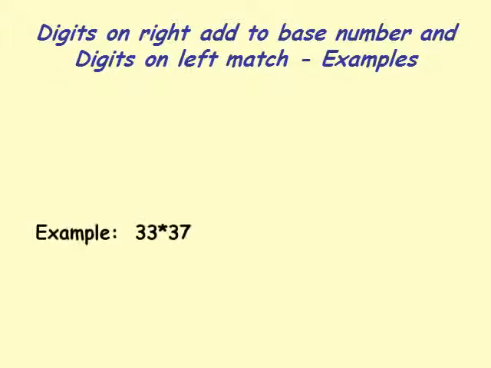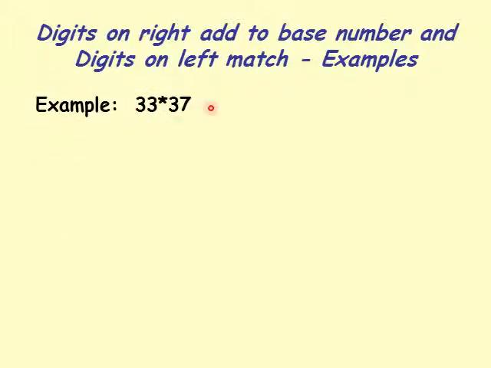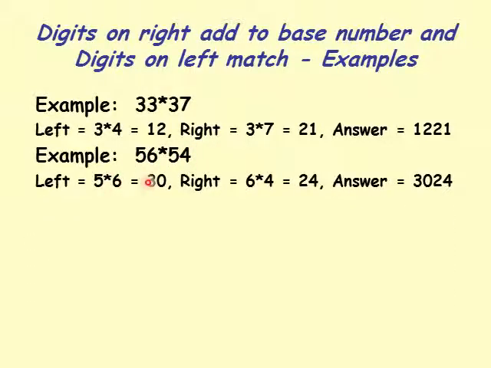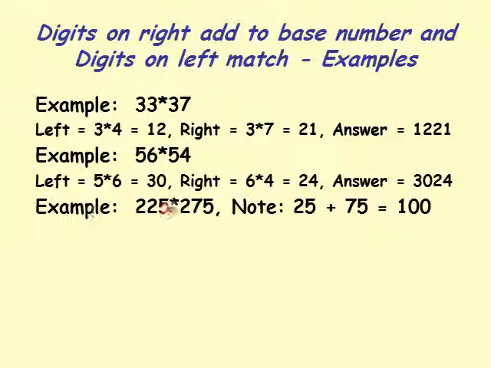Let's do some examples. 33 times 37: on the left, 3 times 4 equals 12. On the right, 3 times 7 is 21. Answer is 1221. Example, 56 times 54. On the left it's 5 times 6 is 30. On the right 6 times 4 is 24. Answer is 3024. Example, 225 times 275.